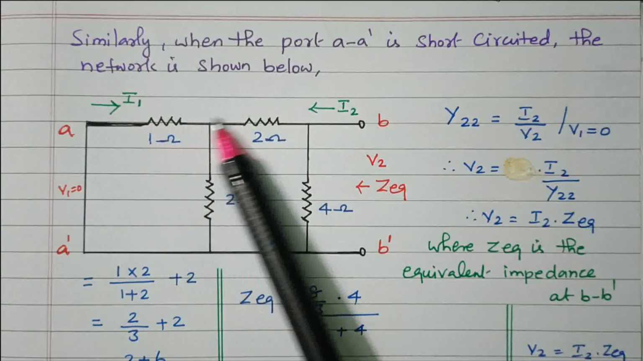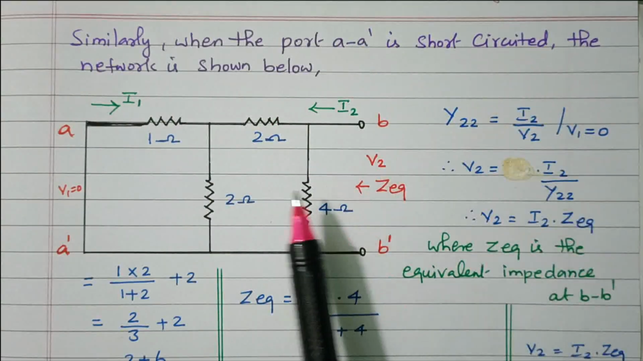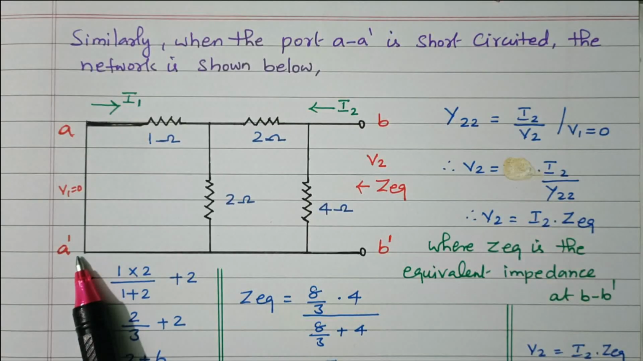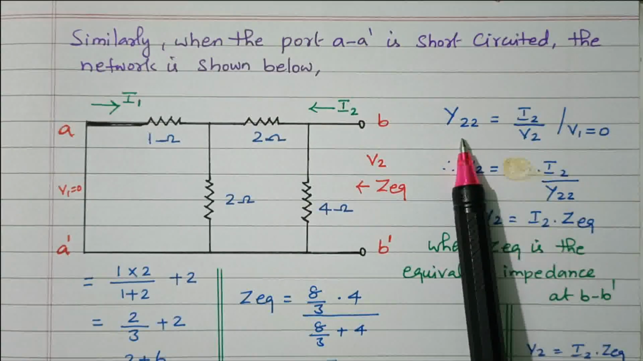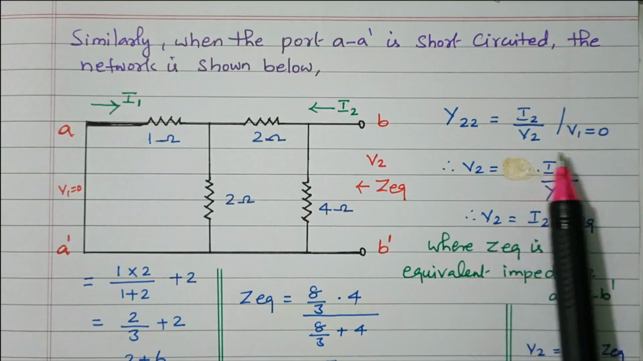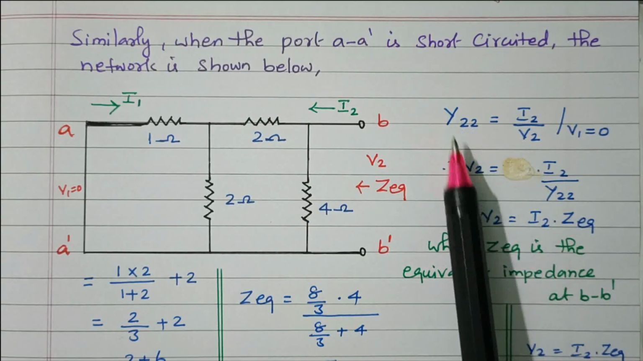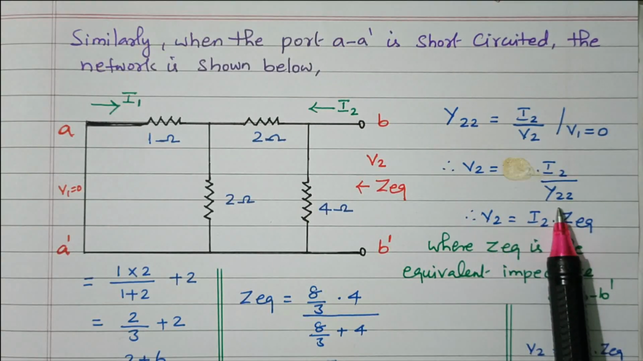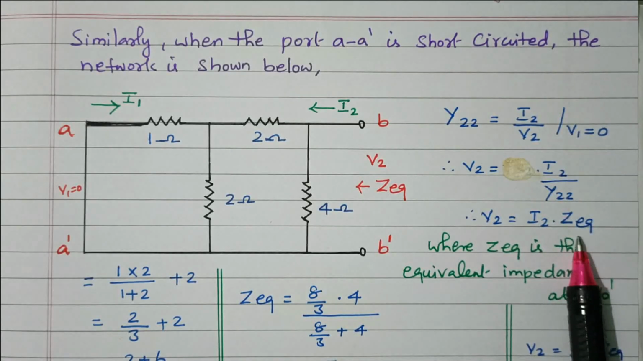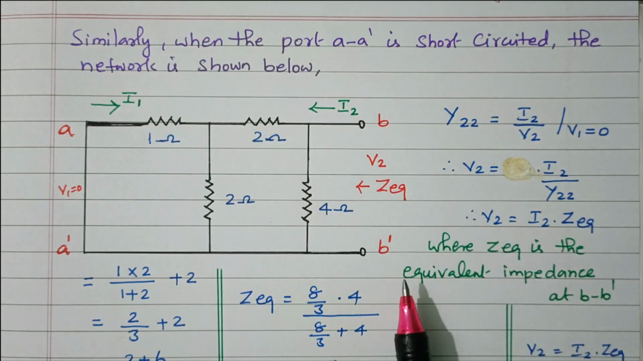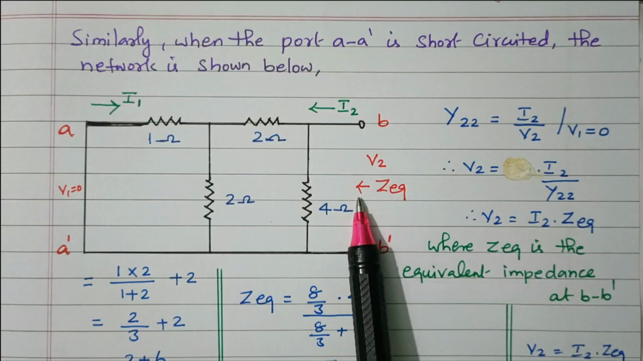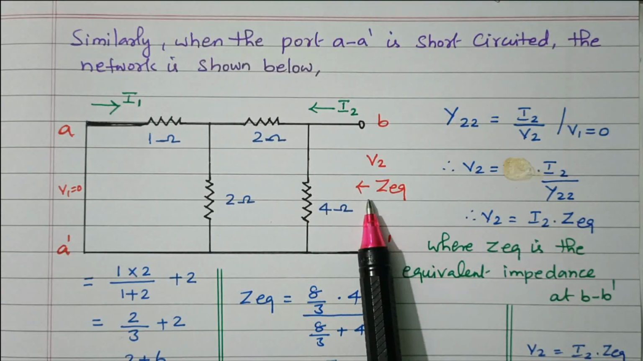So now the input port AA dash is short circuited and the network is shown. This input port is now short circuited. This current I1 is flowing, here I2 is flowing. The next parameter is Y22 equal to I2 by V2 by making V1 equal to 0. Now cross multiply this. V2 equal to I2 divided by Y22. 1 divided by Y22 is nothing but impedance. Right? The equivalent impedance, similar to the previous case. By finding the Z equivalent, we are able to find this parameter Y22. What is the Z equivalent? You have to refer from this side. This side is short circuited. You have to refer from this side.